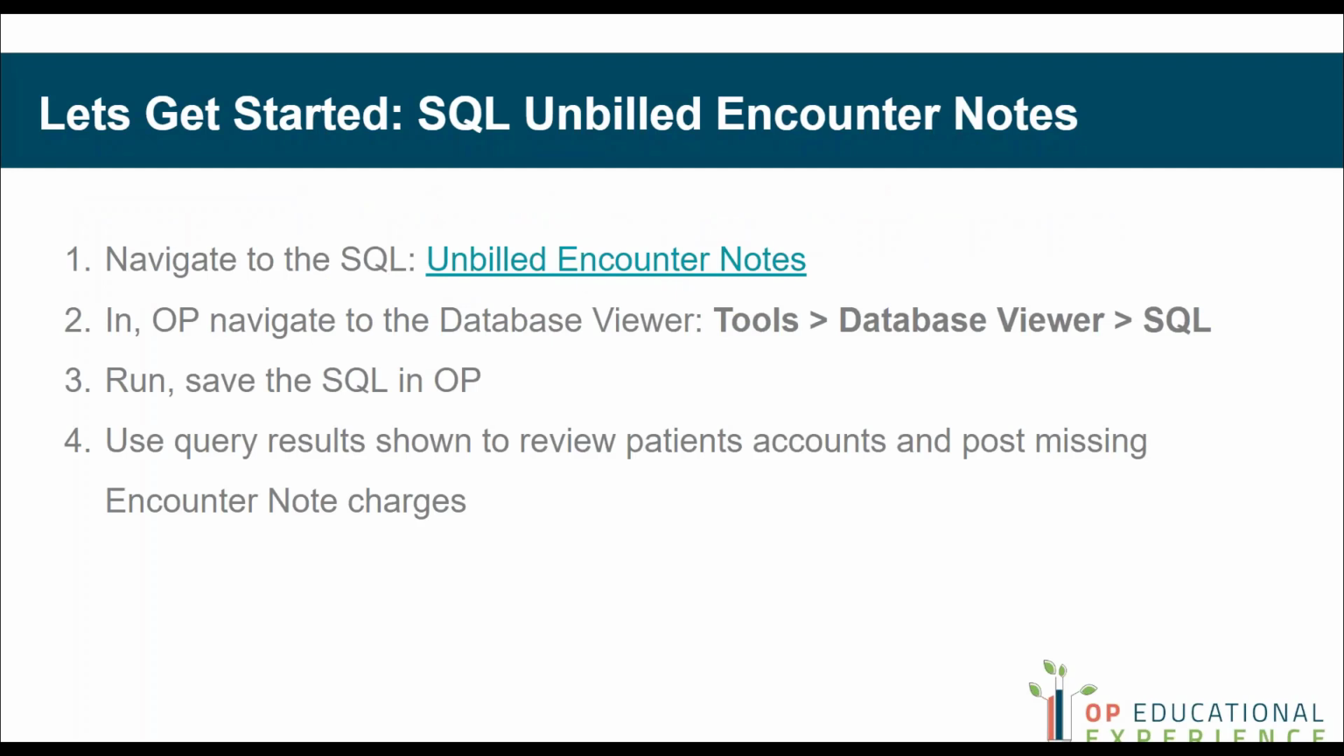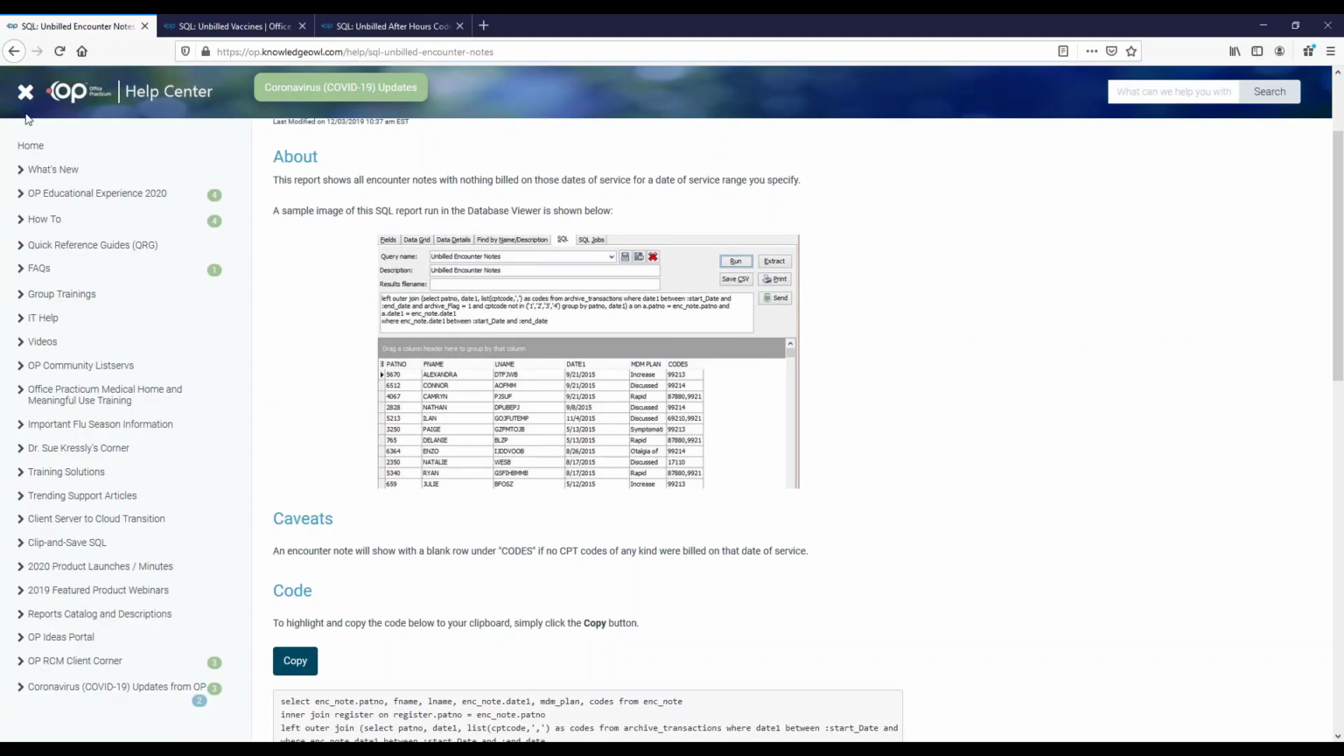We will go ahead and navigate to the unbilled encounter note SQL in the Help Center. For this SQL, it will query and results will show patients with an encounter notes with nothing billed on those date of services for a date of service range that you specify. The caveats for this is that an encounter note will show with a blank row under the codes column if no CPT codes of any kind are billed on that date of service.